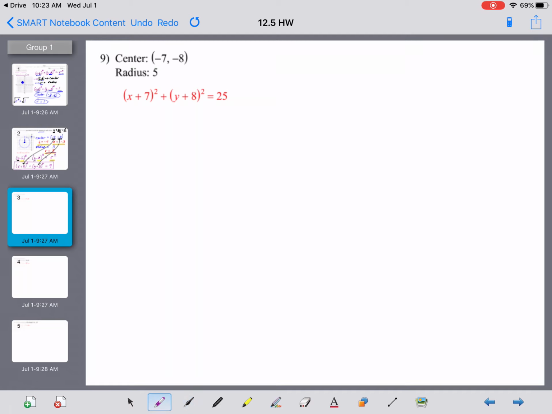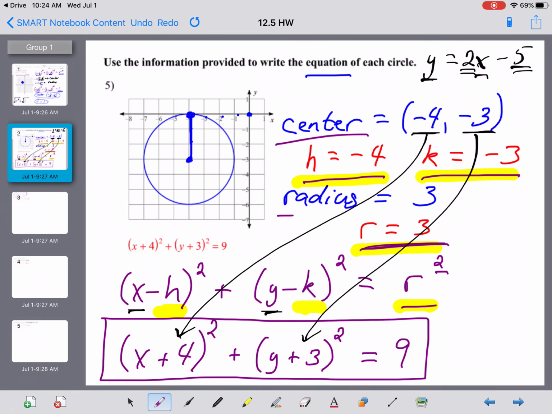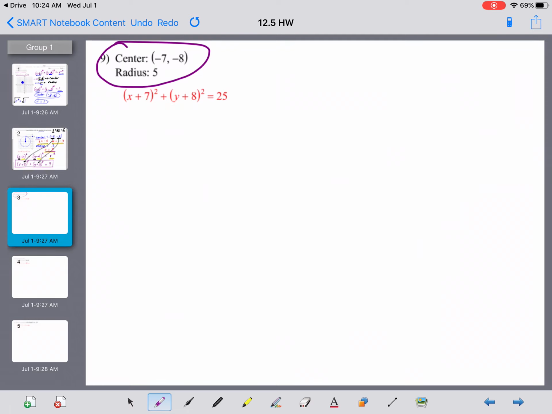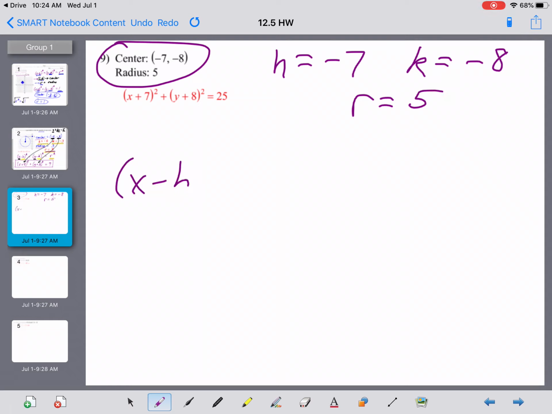Okay, the directions for number 9 are actually the same as they were for number 5. They want us to take this information right here and come up with the equation for it. Well, this is actually easier than what we did in number 5, because in 5, we had to look at the graph and figure out the center and the radius. Here, they've given you those directly. So what we know right now, guys, is that our h value in our center is -7. Our k value, also coming from the y coordinate now of the center, is -8, and that your radius is 5. So back to standard form of the circle, (x − h)² + (y − k)² = r².